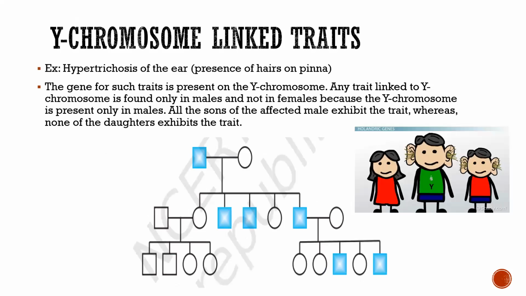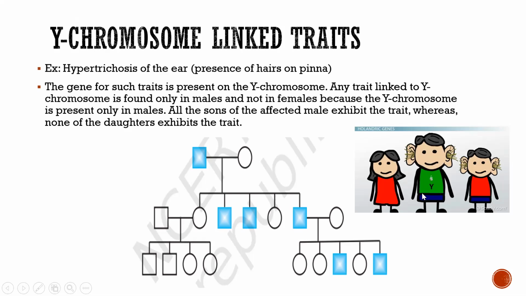Then the last type of condition is Y chromosome linked traits. What is this? The mutant gene is present on the Y chromosome. The best example to study this is hypertrichosis of ears, that is, presence of hair on the ear pinnae. Here I've shown you the picture of hair on the ear pinnae. So this is a mutant gene which is present on the Y chromosome.